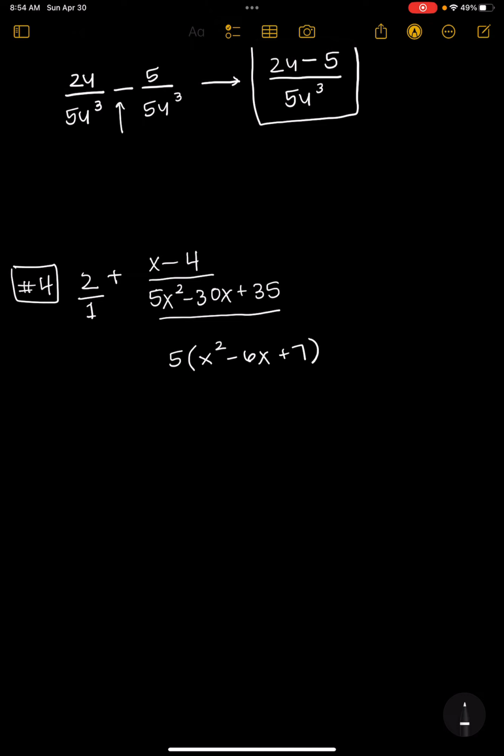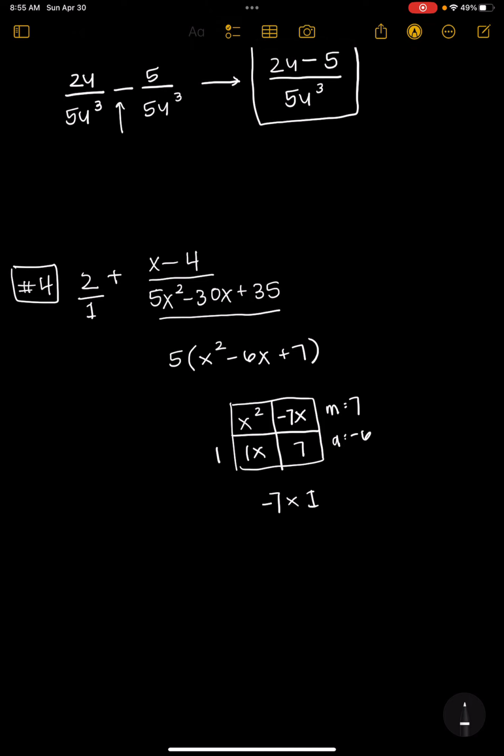Then I'm going to use the box method for the chunks in the parentheses, which means I have x squared up here, a 7 down here. I want to find two numbers that multiply to be 7 and add to be negative 6. There's only one thing that multiplies to be 7, 7 times 1. And in order for it to add to be negative 6, that 7 needs to be negative. So negative 7 times 1 is negative 7, and negative 7 plus 1 is negative 6. So I'm going to put a negative 7 and then a 1 in the boxes.